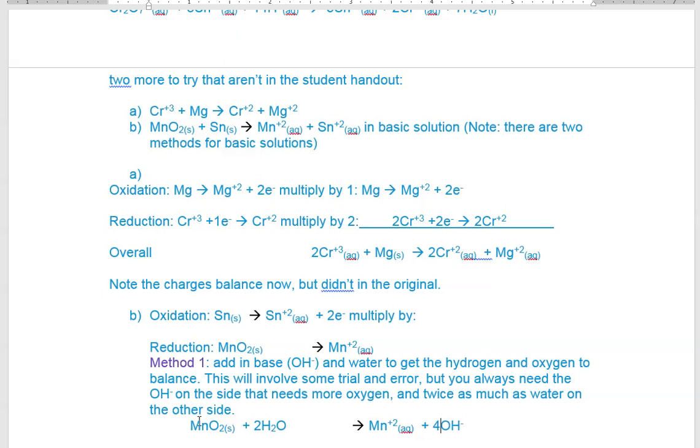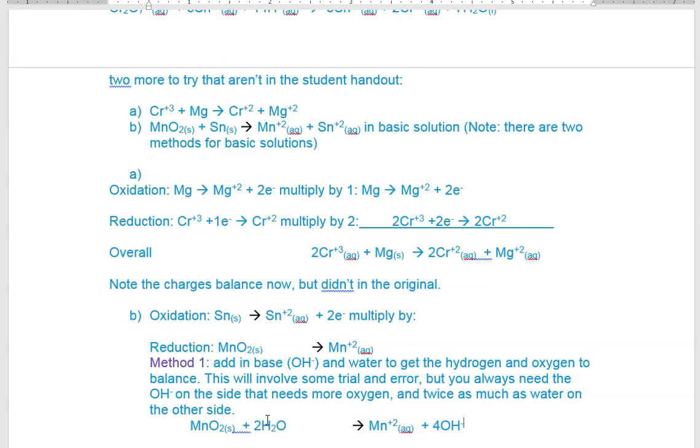See if that works. So now we have 2 plus 2 oxygen and 4 hydrogen. We have 4 oxygen and 4 hydrogen. Hey, our oxygen, hydrogen balance out. So there is some trial and error, but it's always with that twice as much hydroxide as we have water. And always the hydroxide goes on the side that needs more oxygen than what you started out with, right? So we put it on the reactant side here because we had no oxygen to start with there. Okay, so that balances our hydrogen, our oxygen, and our manganese.